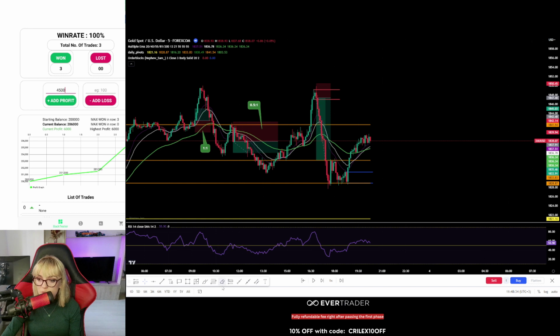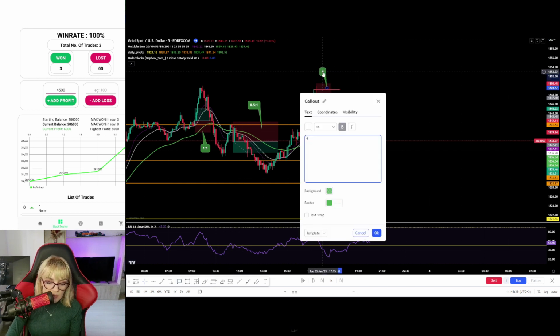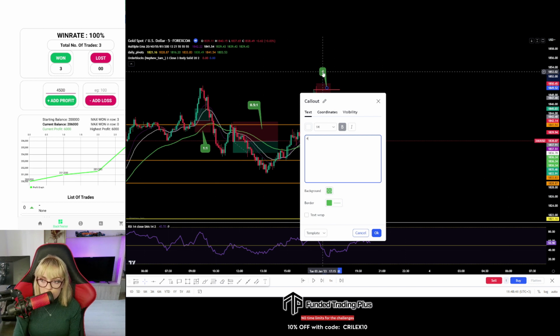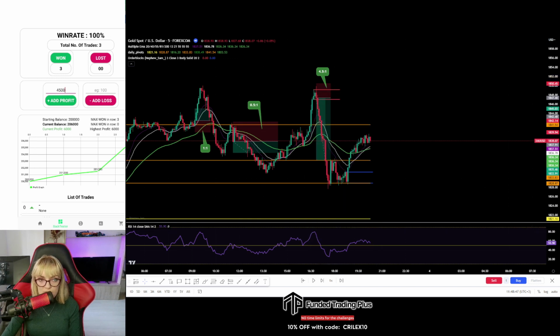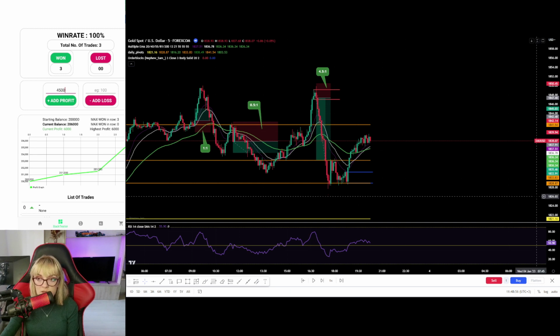Okay, and this was a 4.5 to 1 trade. As you can see, the day was pretty good. The win rate was 100%. We have these 3 trades, again 3% for the day, using 0.5% risk per trade.